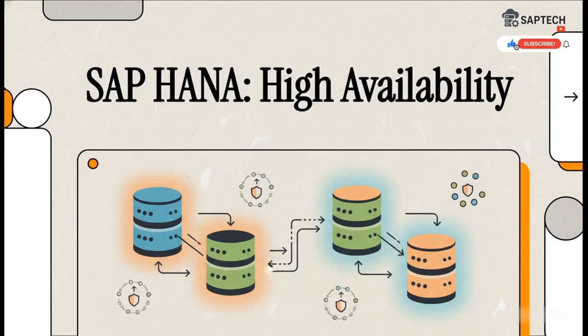Today, we're going to dive deep into a really critical topic, SAP HANA High Availability. We're going to look at how it keeps your most important systems up and running, and then we'll explore the different system replication modes that make all the magic happen.